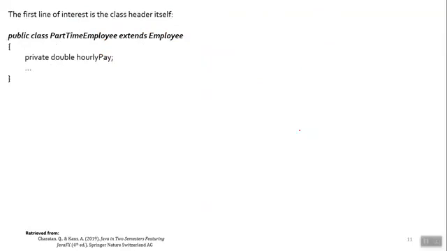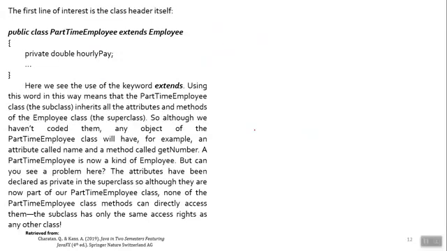Okay, so the first line of interest is the class header itself. Okay, so here we see the use of the keyword extends. This one. So using this word in this way means that the part-time employee class, the subclass, inherits all the attributes and methods of the employee class, say the superclass. So although we haven't coded them, any object of the part-time employee class will have, for example, an attribute called name and a method called getNumber. A part-time employee is now a kind of employee.